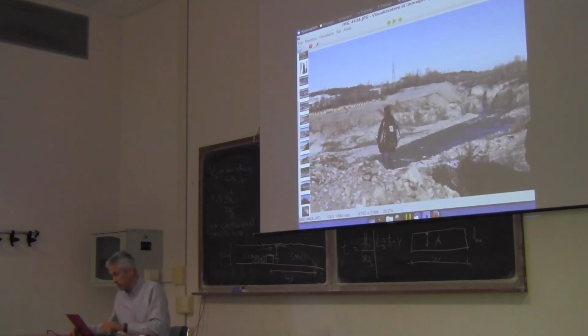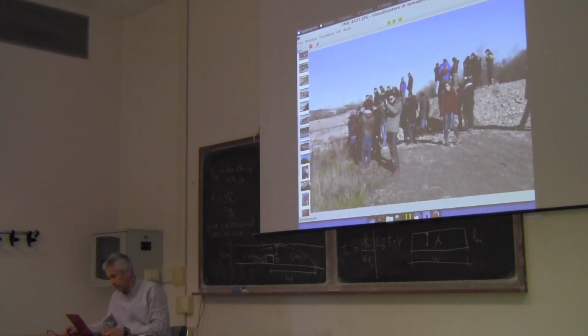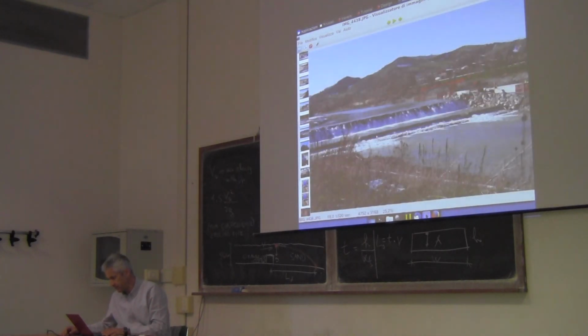And this is a problem. You see the canyon on the right. It's a problem because it undermines the stability of bridges and other infrastructures. And this was a field trip with the students.